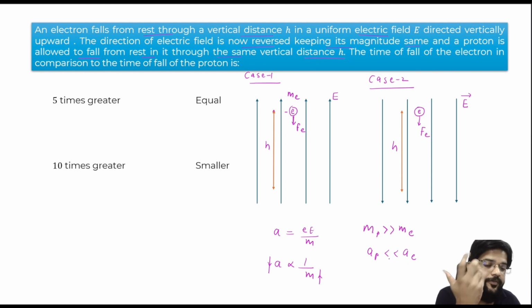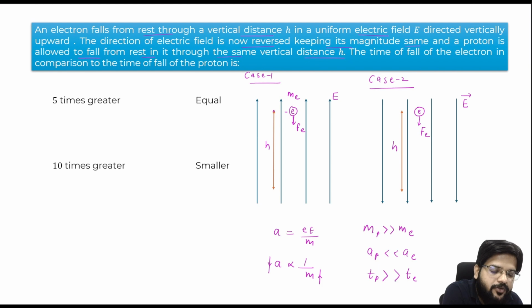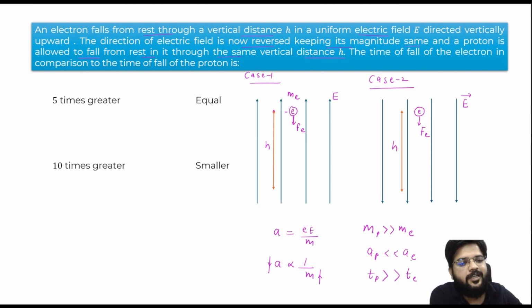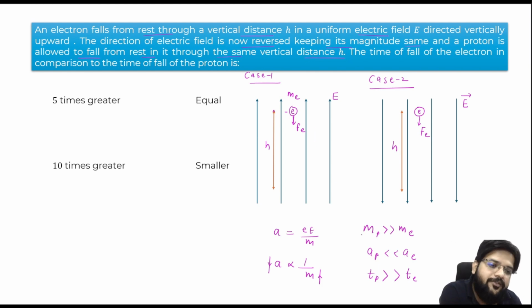If you think about it, everyone, if acceleration is greater, then the time taken by the electron should be very less. If something has very high acceleration, definitely it will take less time. So the time taken by the electron is very less because its acceleration is very high. And the time taken by the proton is large as compared to the electron, because acceleration is less, so time is more. All right, so this is what we are getting.